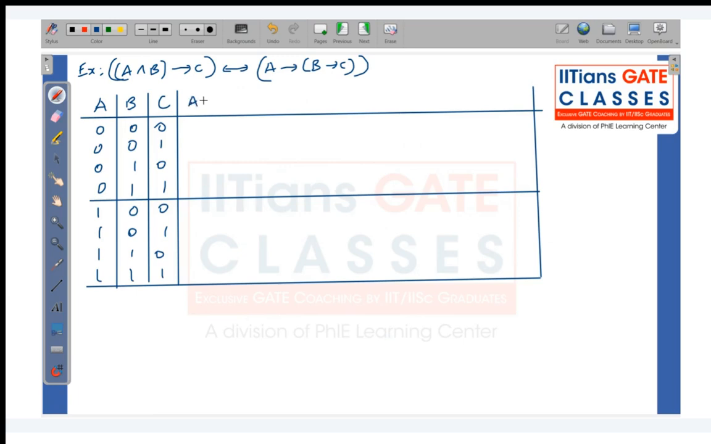Next I'll take A or B, A and B. It will be 0, 0, 0 and 0, 0, 0 again here. Only in the last two cases it is 1. Next, this thing implying C. So false implies false, that is true. False implies true. Premise is false, we don't really have to worry. It's always 1. Correct?